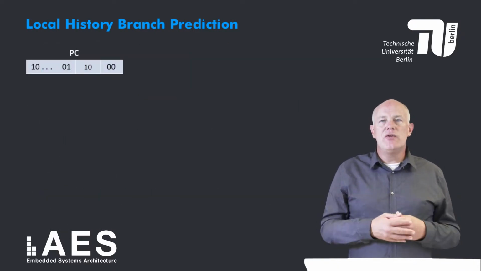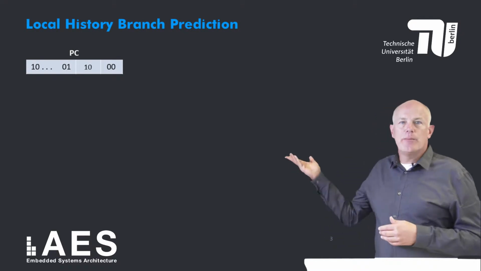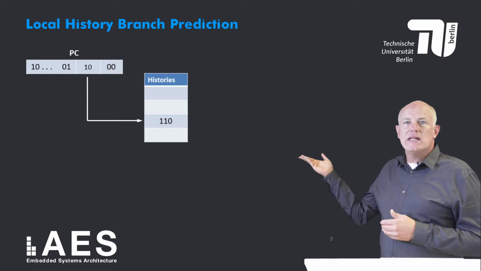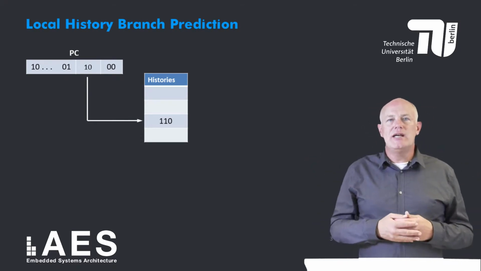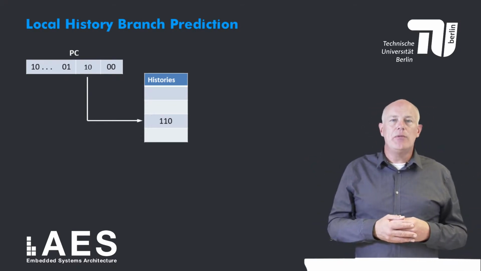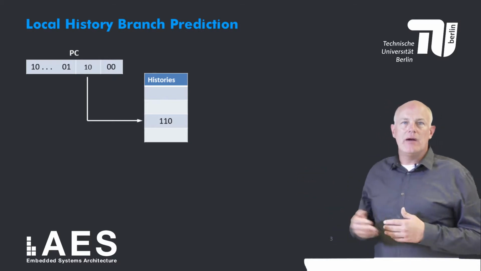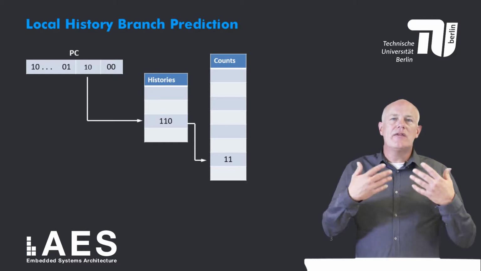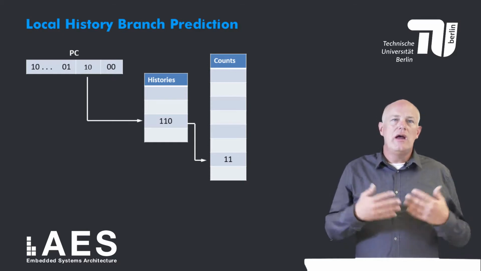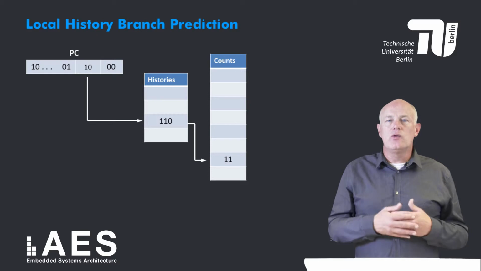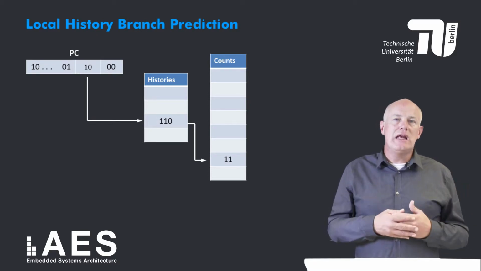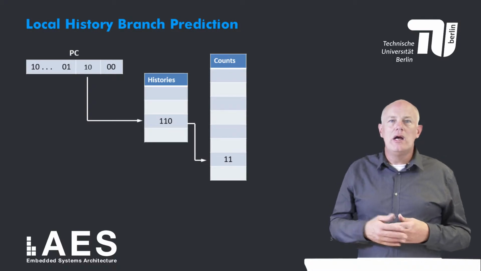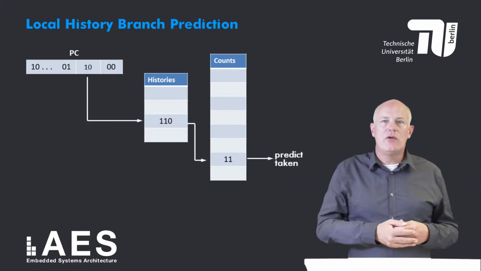Here's how the local history branch predictor works. Here's the program counter, the address of the branch instruction. The lower bits of the PC, in this case 1, 0, are used to index the table of local histories as shown here. Then the local history found in the table is used to index the table of saturating counters. This table is in fact identical to the branch history table with 2-bit entries that we saw in the previous lesson. The indexed entry is 1, 1, so taken will be predicted for this branch.